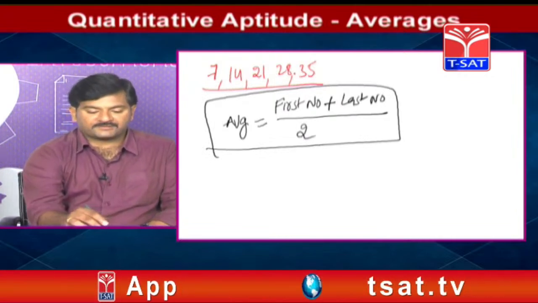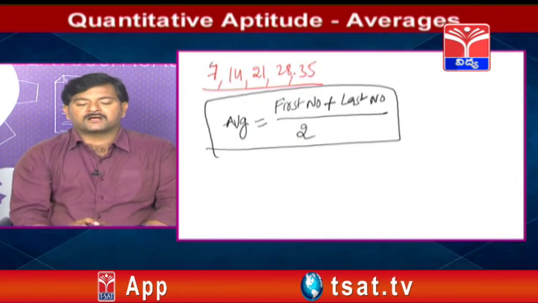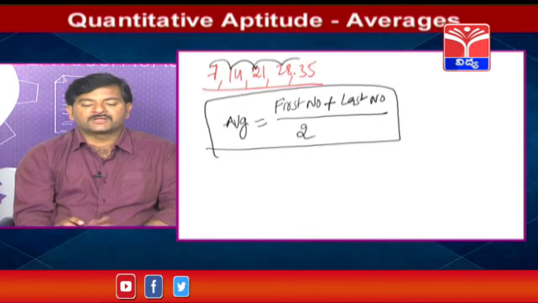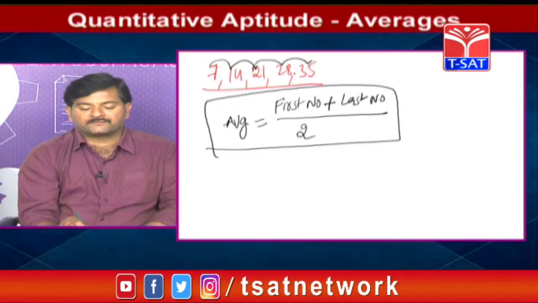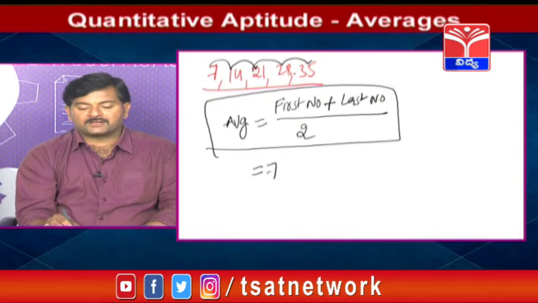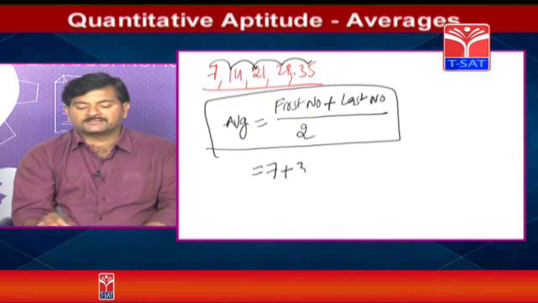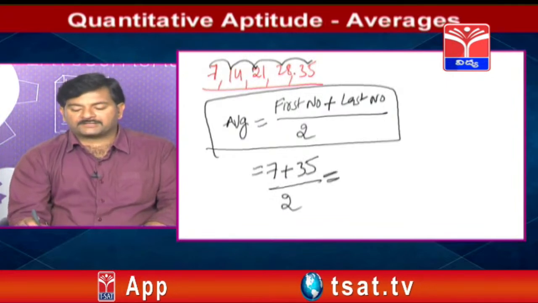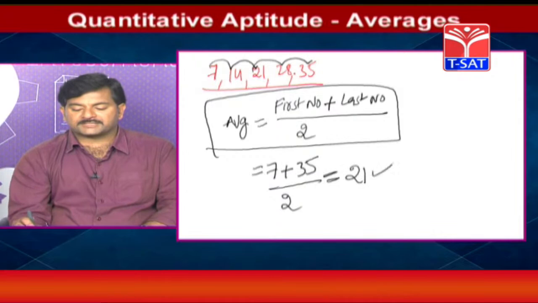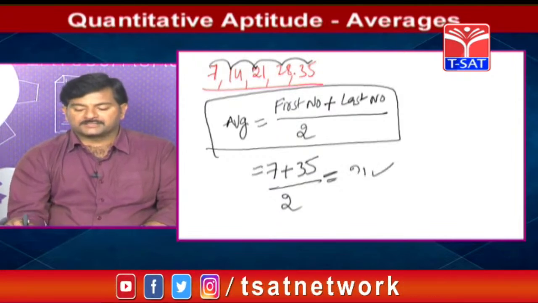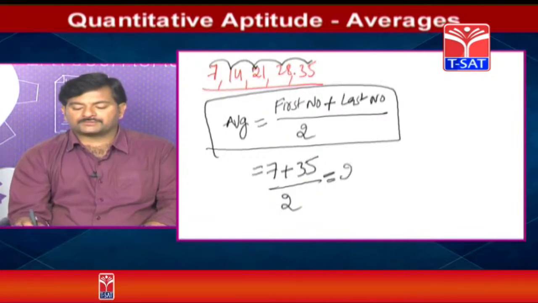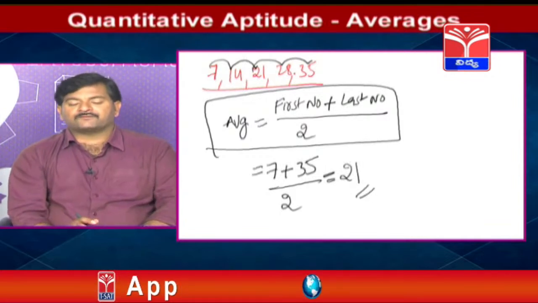For example, 7, 14, 21, 28, 35. How are they? They differ by a constant term. So since they differ by a constant term, average is equal to first number, how much? 7. Last number, how much? 35. 7 plus 35 by 2. So 42 by 2, how much am I getting? 21. Hence 21 is the average of all these numbers. So by using this way, we can find the average of all the numbers.